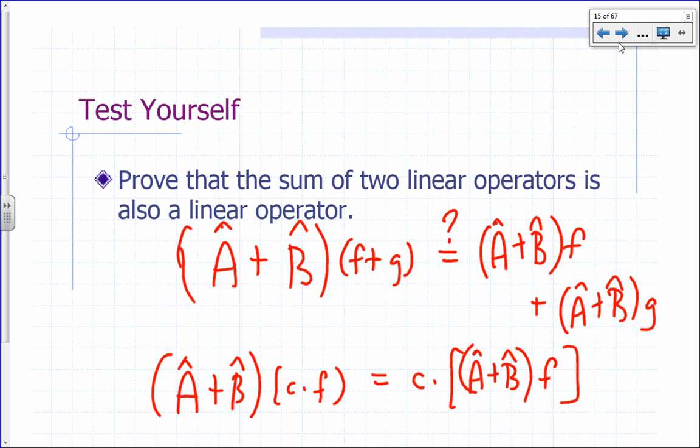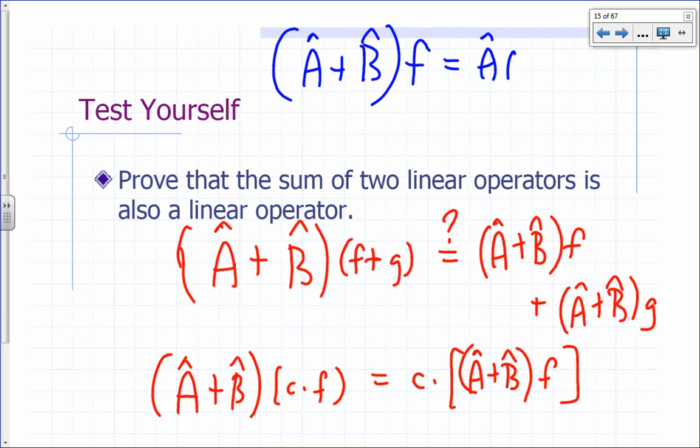Now, things you need to know. Definition of the sum of two operators. If you have two operators operating on a function, what do you get? You can distribute your operator, right? That's true whether or not A and B are linear, right? Sum of operators. So that should help you out.